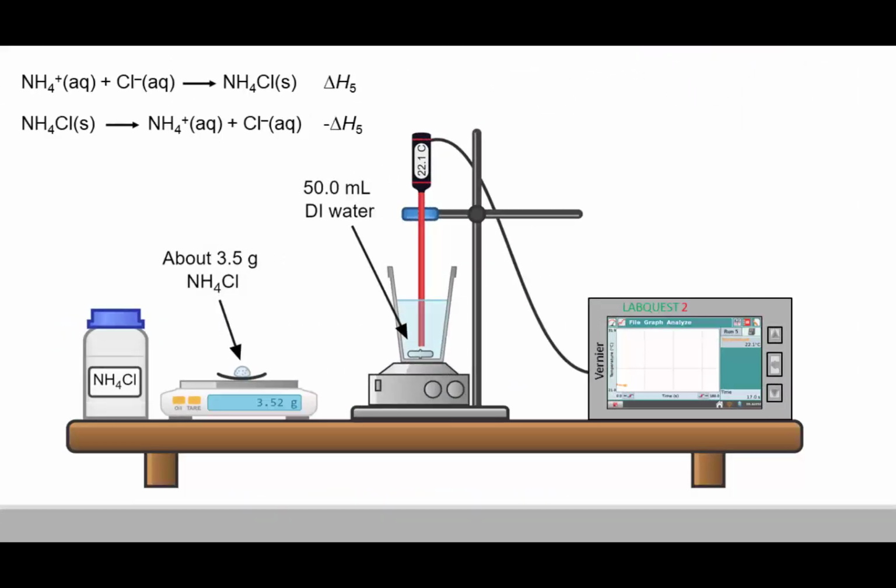In the last part of the experiment, data is collected with the goal to ultimately determine delta H5. Recall, however, that the reaction is run in reverse. That is, the change in temperature is measured when about 3.5 grams of ammonium chloride is dissolved in 50 mL of deionized water in the calorimeter. Therefore, the follow-up calculations will initially solve for the negative delta H5. Of course, this can easily be converted to delta H5 by simply changing the sign.